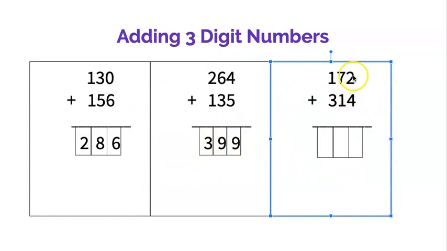All right, going to our next one. Starting with your ones column, 2 plus 4 is 6. 7 plus 1 is 8. And 1 plus 3 is 4. So your total answer would be 486.